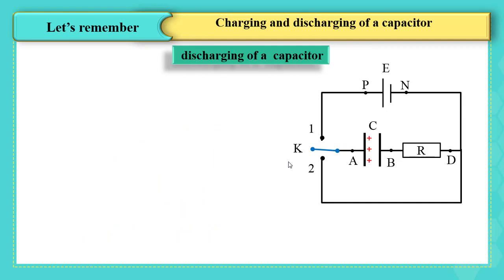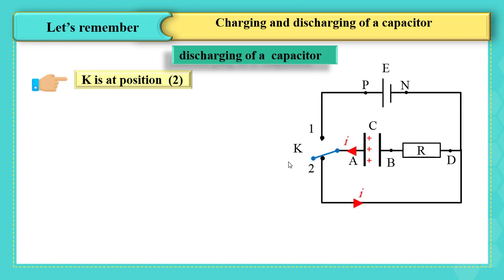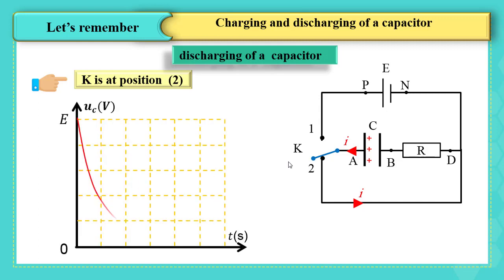Discharging of a capacitor. When the switch K is at position 2, the capacitor is in discharging phase. During discharging, the electric current leaves from the positive plate of the capacitor, which is plate A, and the voltage across the capacitor decreases exponentially as shown in the figure.